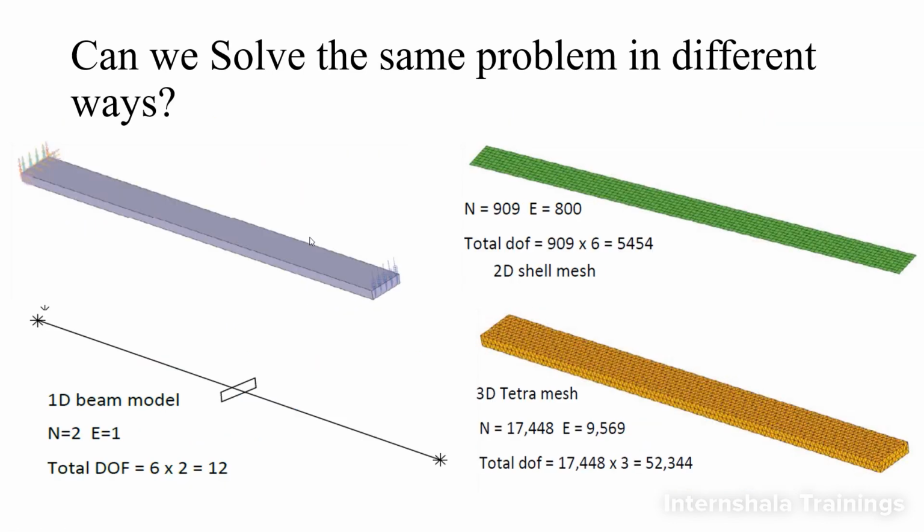So coming to the question, can we solve the same problem in different ways? Yes, we can solve the same problem in different ways. Here for example, we have taken a fixed beam where we have solved this particular beam in the 1D form as well as in the 2D form as well as in the 3D form.